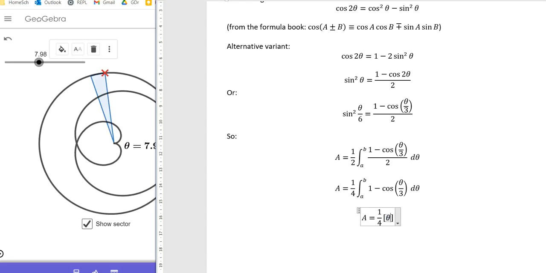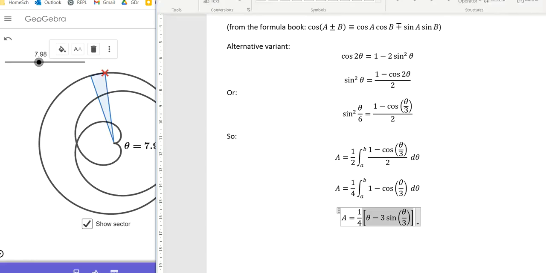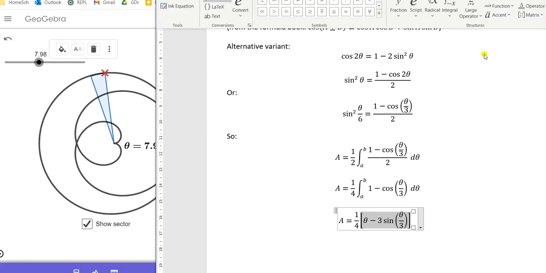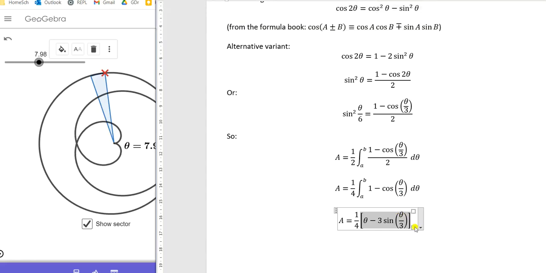1 integrates to theta, and cos integrates to sine, so I'll get sine of theta over 3. But because it's not just theta in there, it's theta over 3, I need to divide by the derivative of theta over 3. This is essentially the mini reverse chain rule. Dividing by a third is equivalent to multiplying by 3. So I'll put a 3 sine theta over 3 there. Because this is effectively definite integration, just between whichever particular limits I want at this point, I'm going to have an a and a b in there.